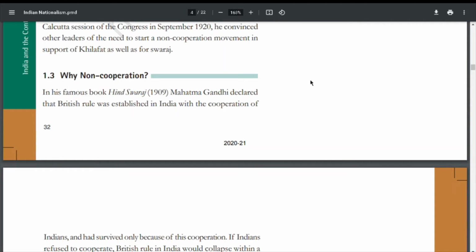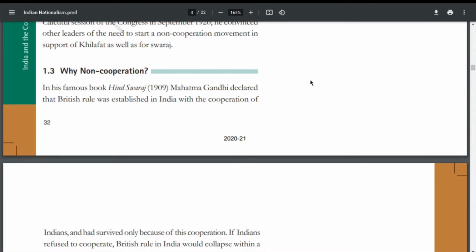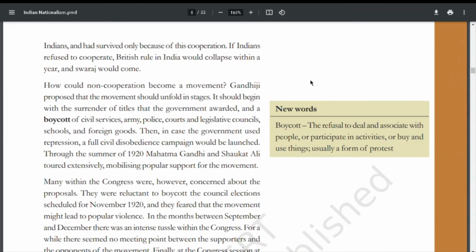1.3 Why non-cooperation? In his famous book Hind Swaraj, 1909, Mahatma Gandhi declared that British rule was established in India with the cooperation of Indians and had survived only because of this cooperation. If Indians refused to cooperate, British rule in India would collapse within a year and Swaraj would come. How could non-cooperation become a movement?